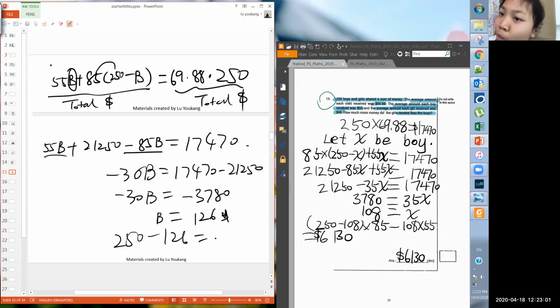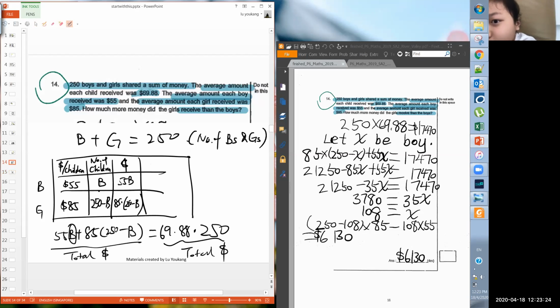So if B is 126, girl is 250 minus 126. That will give you 124. So this is the number of girls. The question is asking how much more money did the girls receive than the boys? So girl is 124, boy is 126, right?